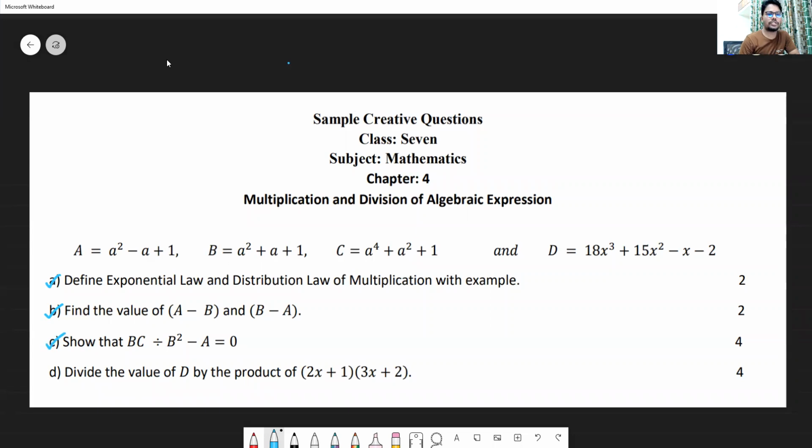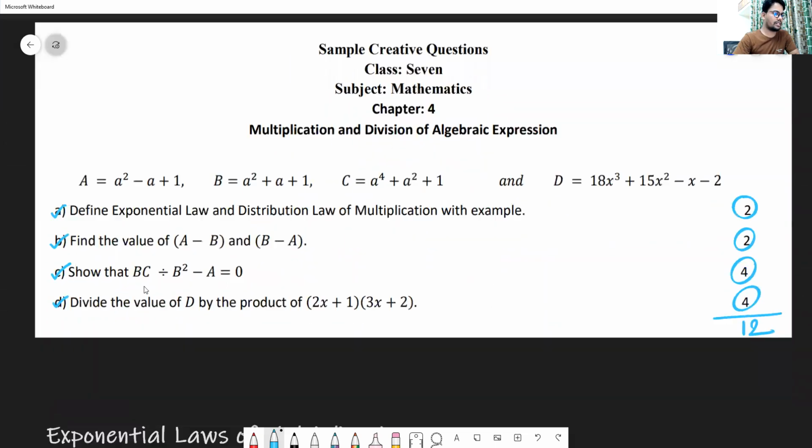And question number C, whose marks is 4, show that B square divided by BC divided by B square minus A equal to 0. Number D, divide the value of D by the product of twice x plus 1 and 3x plus 2. So here the first question, total marks is 2, second question 2, then C and D, the marks is 4 and 4. So total, this is the 12 marks question, new format. 12 mark questions, one creative question from the algebraic part.